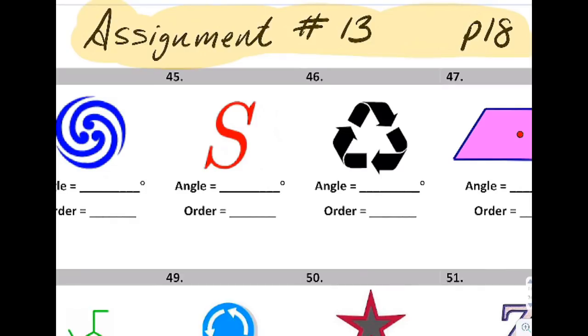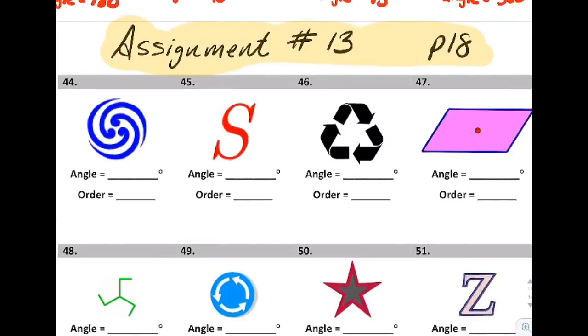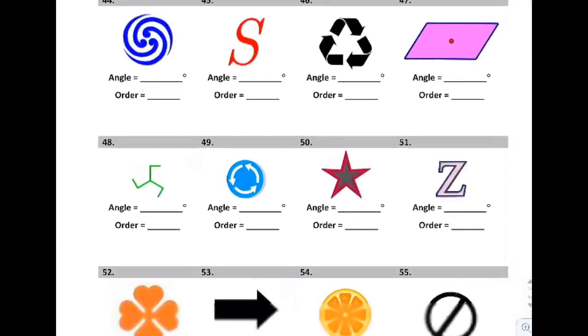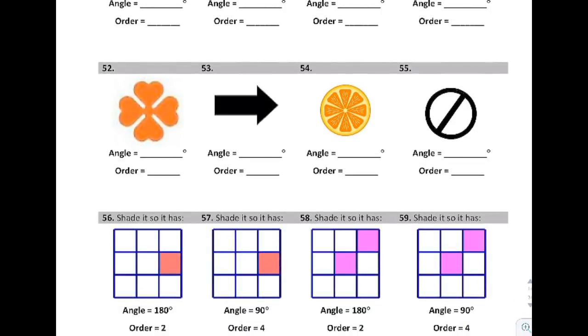So if you have any questions on assignment number 13, which is page 18, go back and look at the notes, see what we did, try to figure out from the notes which problems match up the same. A lot of them are similar, they even look like similar shapes, so you should be able to match them up and figure out how to do numbers 45 down to 59.